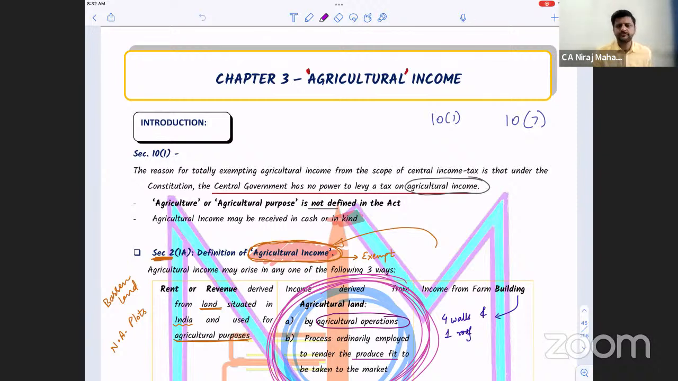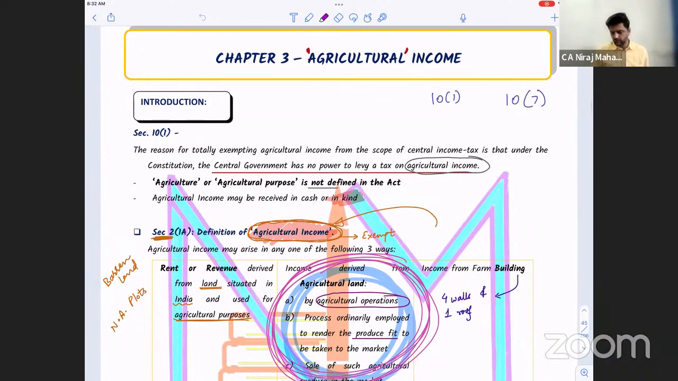So within the jurisdiction, we are talking about urban agricultural land, so it becomes taxable. We want rural. So how far away should you be from the local limits to make it rural? If the population is more than 10,000 up to 1 lakh, the distance has to be more than 2 kilometers to make it rural. So up to 2 kilometers it is urban agricultural land.